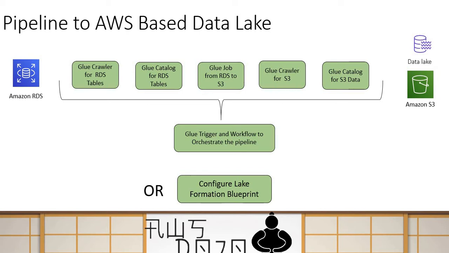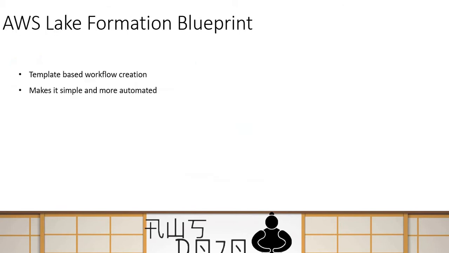It is simpler because that's the job of the Blueprint, to make this whole pipeline configuration simpler. So we are going to learn how to use such a Blueprint configuration. At a very high level, it makes the whole ETL job simple and more automated. So you don't need to create those individual crawlers and jobs and triggers and workflows and make them work together. So that pain goes away.